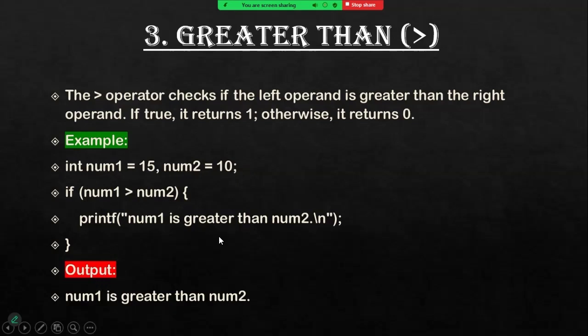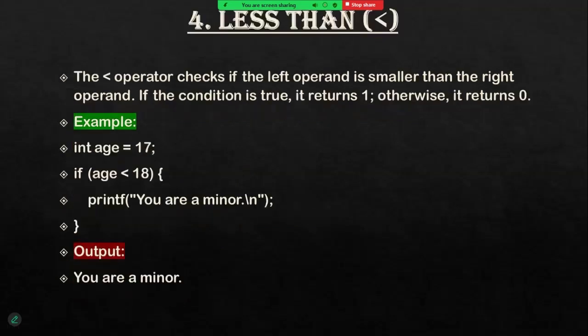So this is all about the greater than operator. Next, the less than operator. The less than operator checks if the left operand is smaller than the right operand. If the condition is true, it returns 1, otherwise it returns 0. It is the same as the greater than operator, but it's the less than operator.